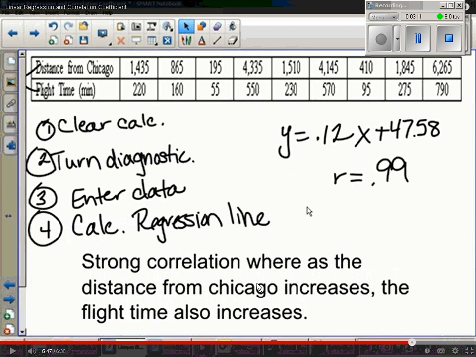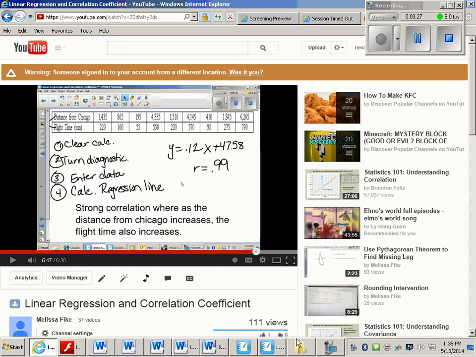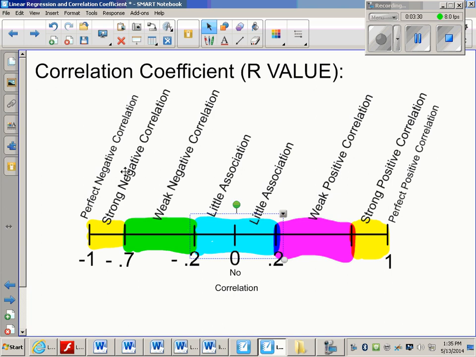The worksheet that you're going to work on now is going to let you practice these types of problems. So practice putting them into the calculator, finding your regression line or the line of best fit, and then looking at the correlation coefficient and determining what kind of correlation you have. So you may want to jot down these notes. Feel free to go back and take more notes on the steps to find the regression line.